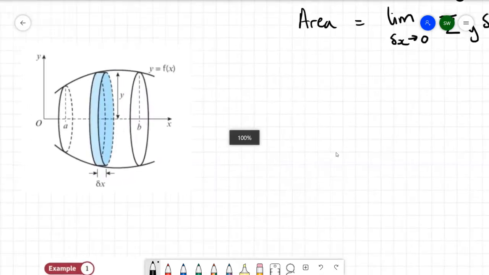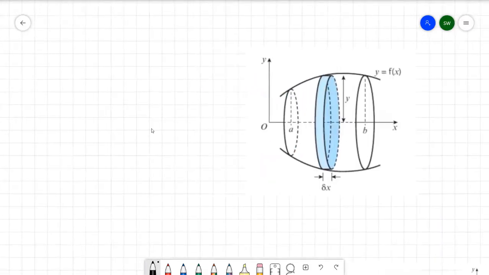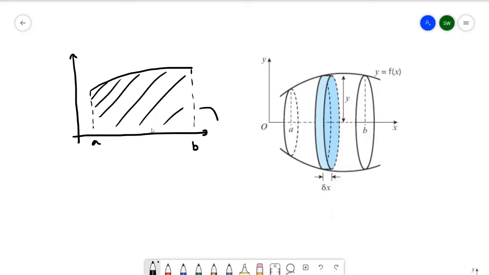Next, let's try and apply it to a volume. So we've got this function y equals f of x, and we're going to imagine taking this region from a up to b and rotating it around the x-axis. So really we've started with a graph that looks something like this, and we've put in a dotted line at a and a dotted line at b, and we're going to imagine rotating this whole area around the x-axis by 360 degrees, and it's going to create a 3D shape like that.